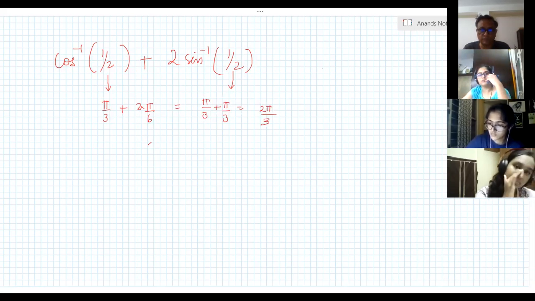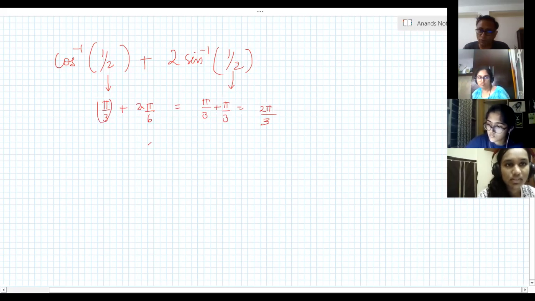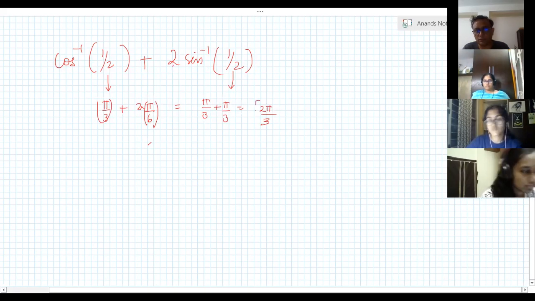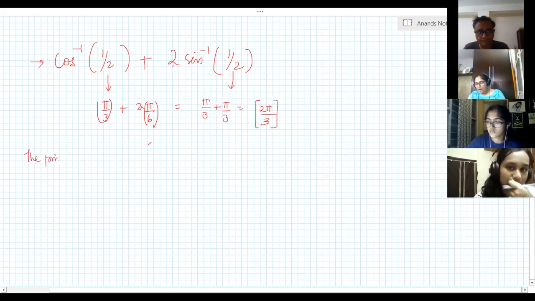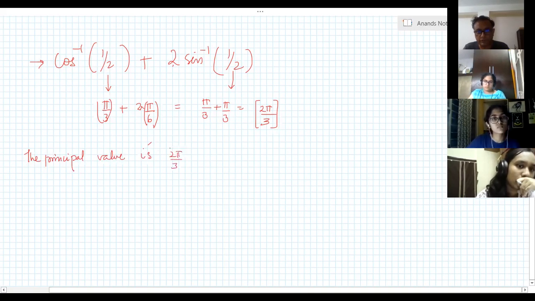Yes, Anna is right. Okay, so cos inverse of half, we already know. Sine inverse of half, no brainer, no need for any manipulation. 2 multiplied by pi by 3 plus 2 pi by 3 is nothing but pi by 3. Pi by 3 plus pi by 3 is 2 pi by 3. So we say the principal value for the whole thing is 2 pi by 3. It's not for any one fellow alone, it's for the combined fellow.